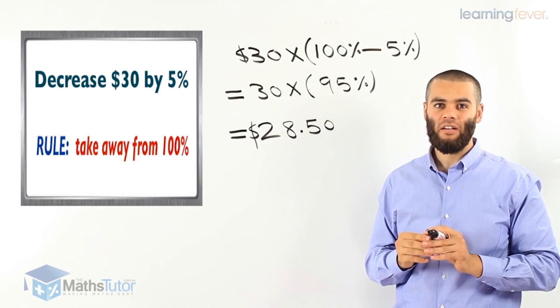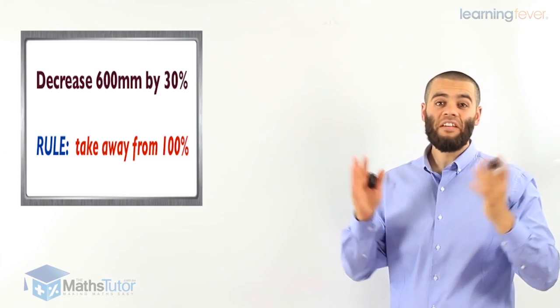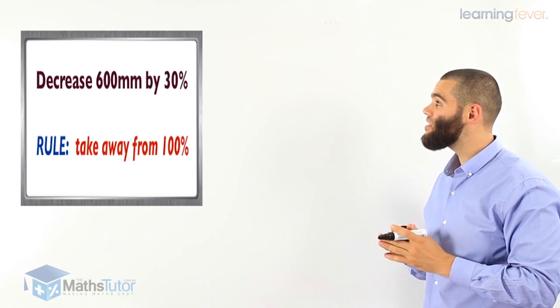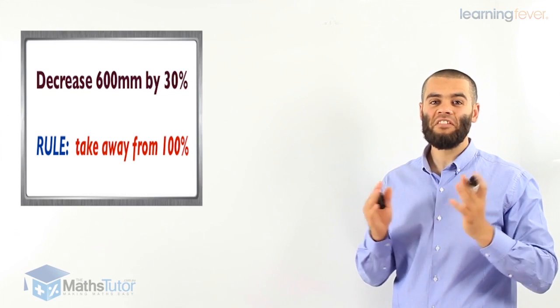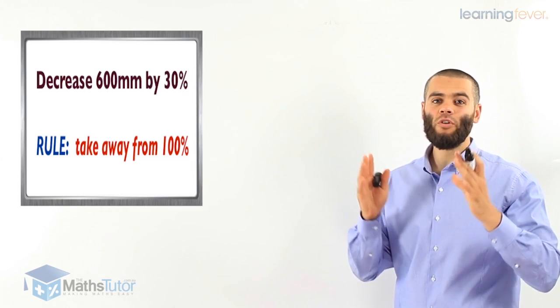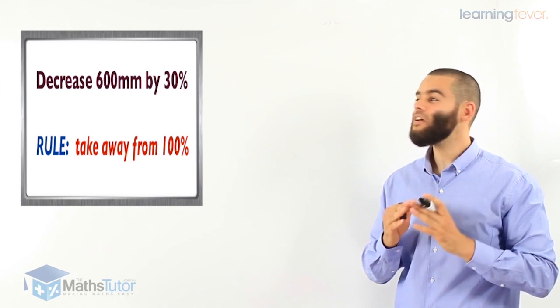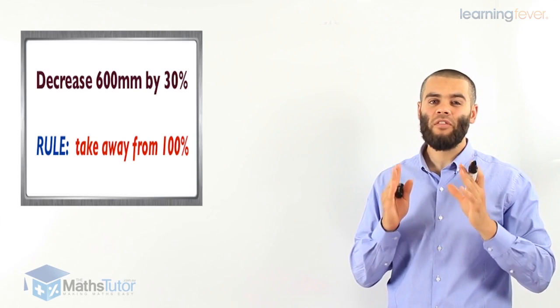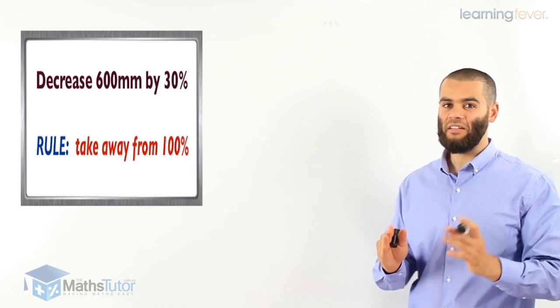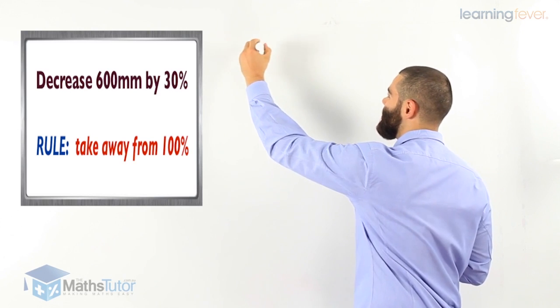Let's do another couple of more examples. The next example says decrease 600 millimeters by 30%. So we have 600 millimeters in length. We're going to decrease it. It's going to go down by 30%. And we said when we decrease, we take away the 30% from 100%. Let's do it and see how it's done.